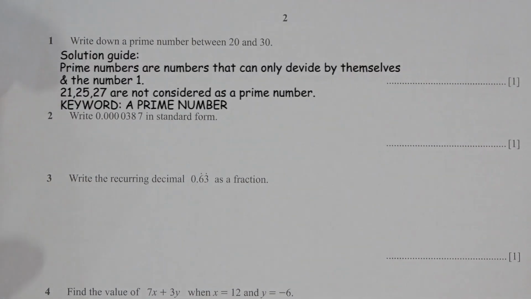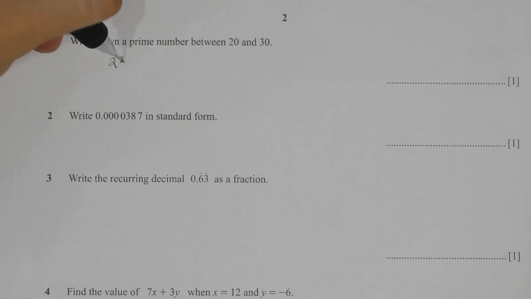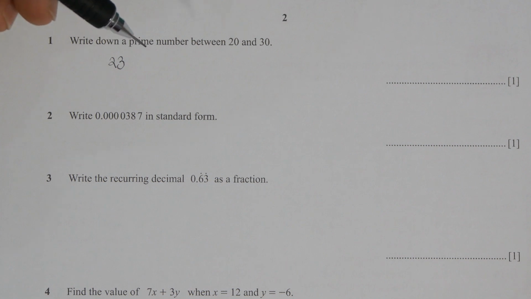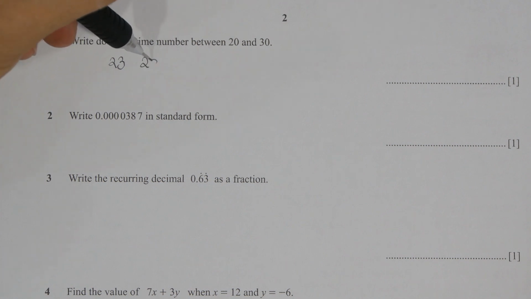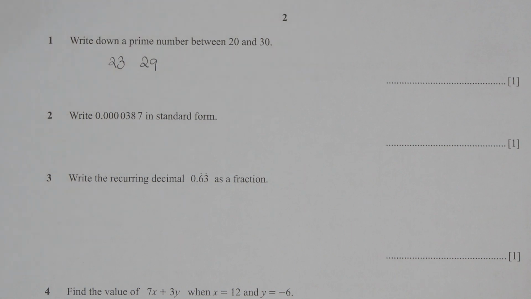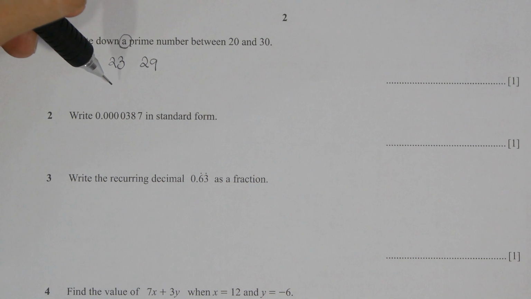For the first question, it says to write down prime numbers between 20 and 30. Among all these numbers, there's 23 and 29, which are the prime numbers within the given range. So you can just write either one of them as the answer.